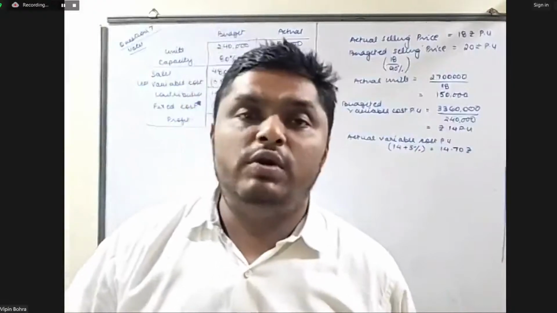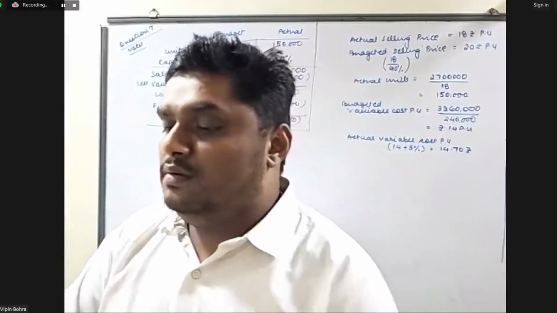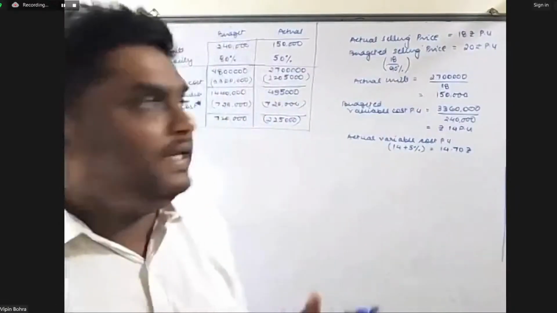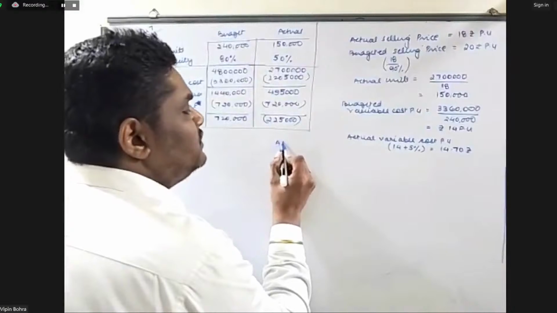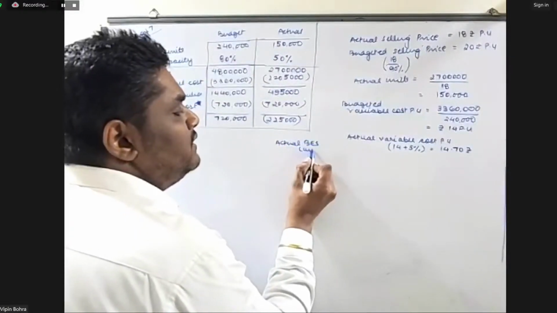Okay, so do post your answer. What will be the break-even sales in units? What will be the actual break-even sales, as the question is asking? So what will be the actual break-even sales in units?